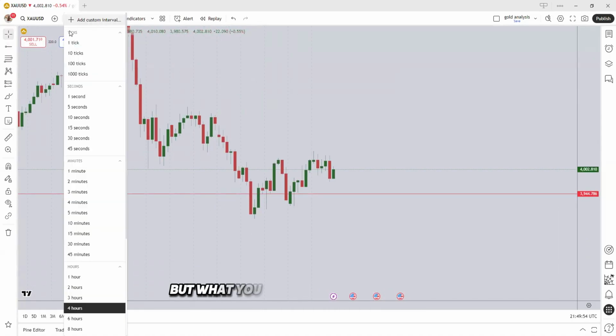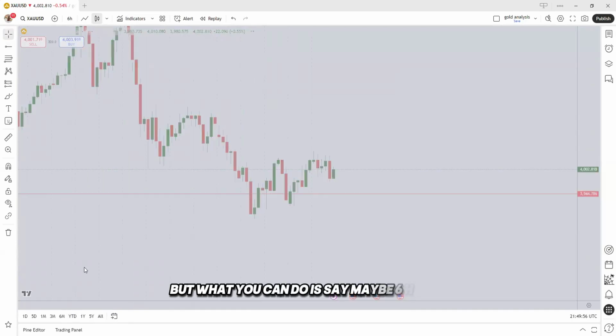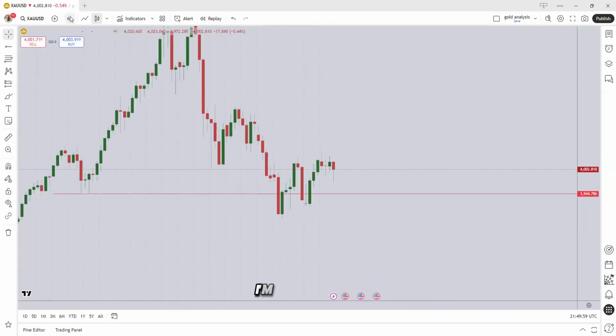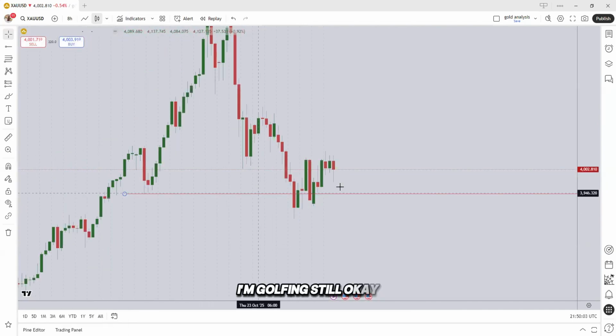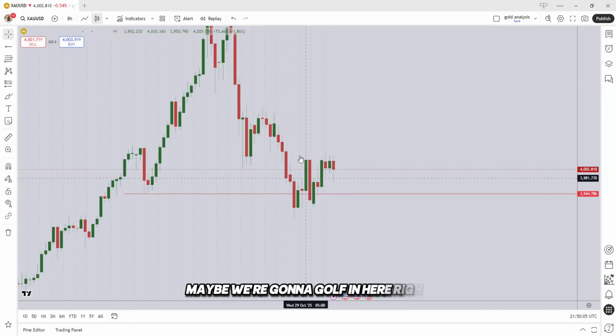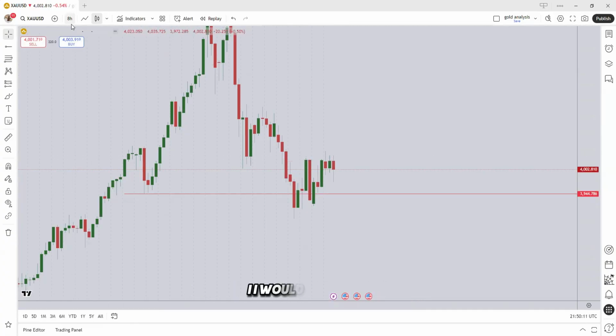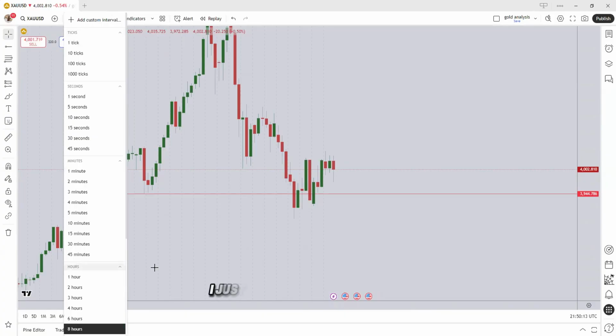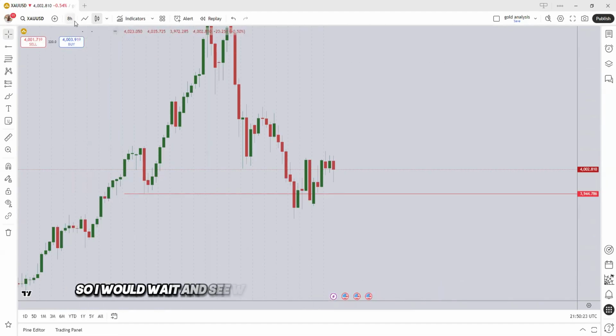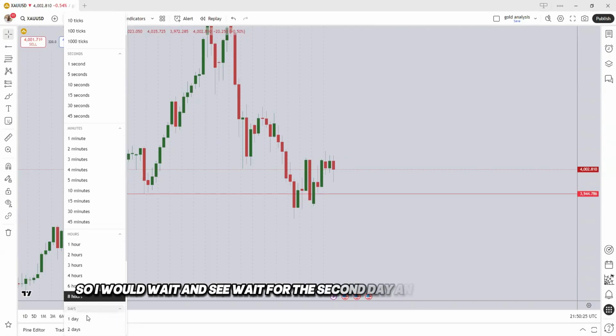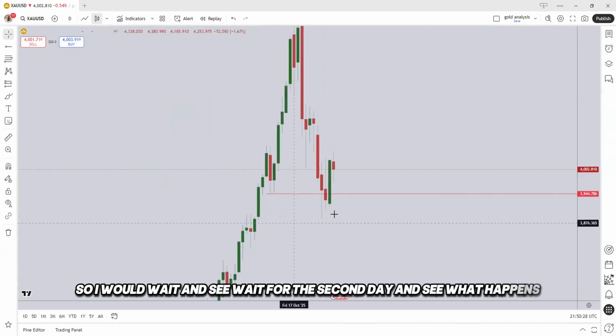But what you can do is say maybe 6 hours, no engulfing still. Okay, maybe we're going to get an engulfing here, right? But this is actually too much. I wouldn't take it. I just want to see an engulfing, this bullish candle. I want to see an engulfing instead. So I would wait for the second day and see what happens.